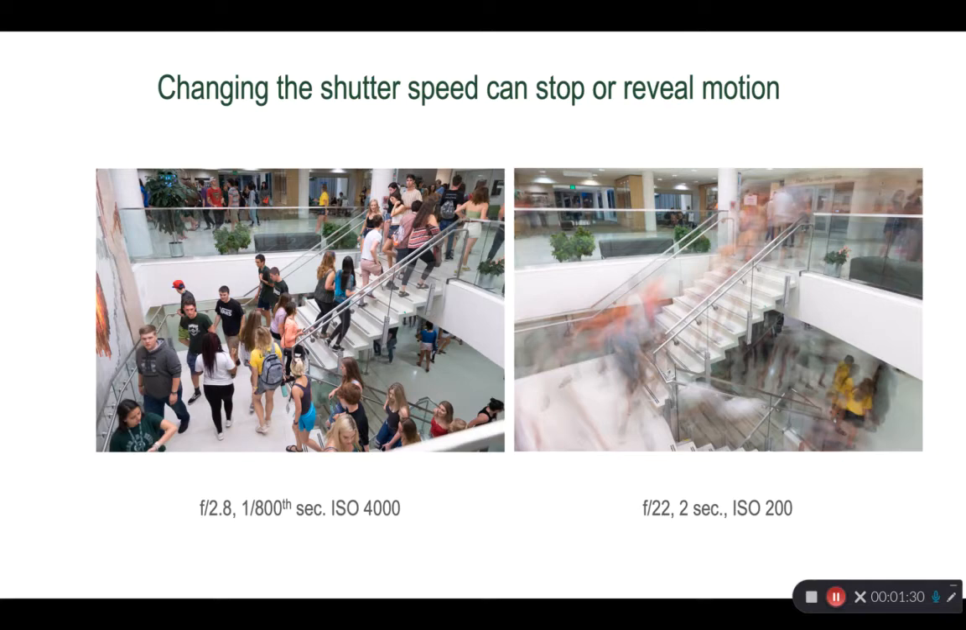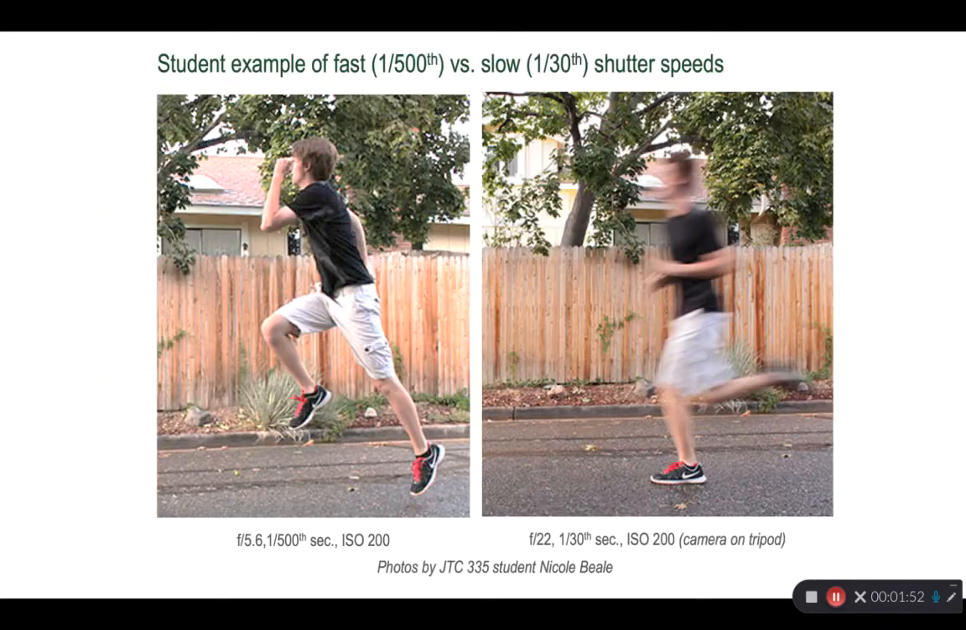Here's another example. A 500th of a second on the right, and the subject is actually off the ground in mid-stride, a perfect decisive moment image. On the left, we can see that he's moving. And so we've done a 30th of a second there, and it's implying that he's actually running.